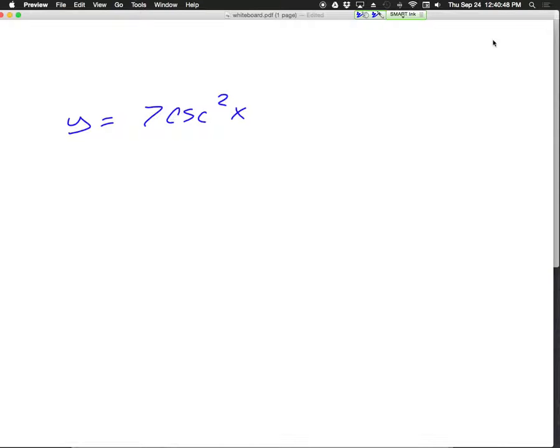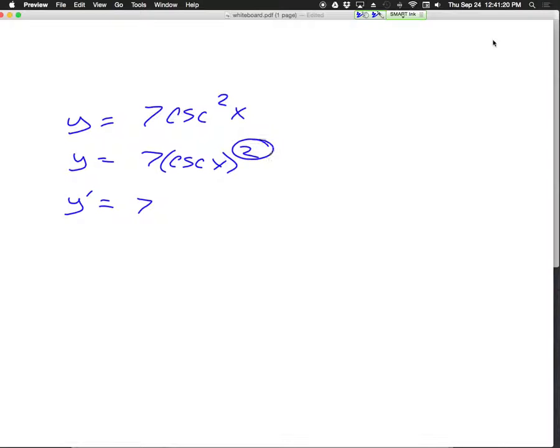Y equals 7 cosecant squared of x. So what do I have here? A chain. What's the outside function? The square is the outside function. Okay, if it helps you, rewrite it as that. So the 7's a coefficient. 7 is a coefficient, so what happens to it, Carson? It stays the same.